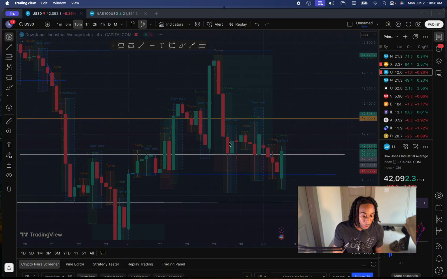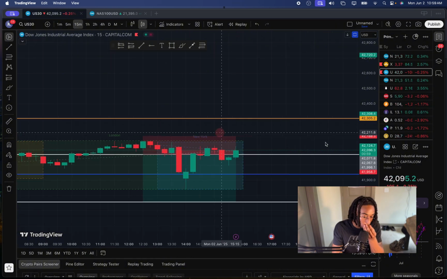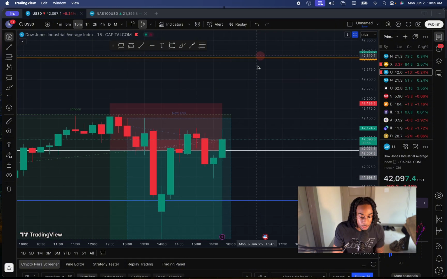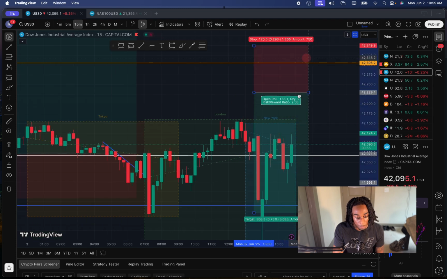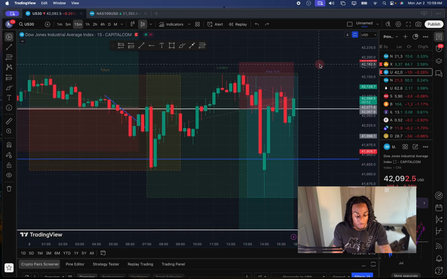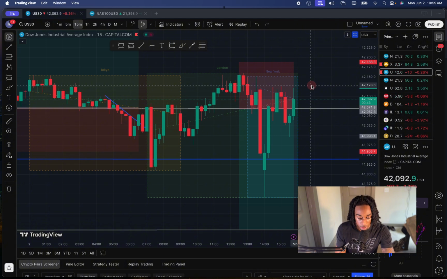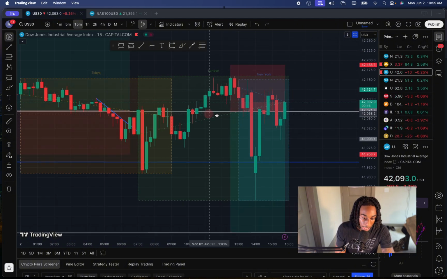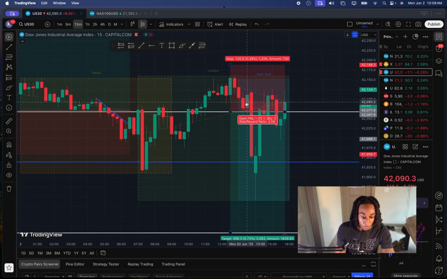So off of those confirmations, this is when I decided to take a small bearish sell here. As soon as I seen Alpha New York, as soon as New York opens, this is when New York opened right here. This is off the 15-minute scale, by the way.